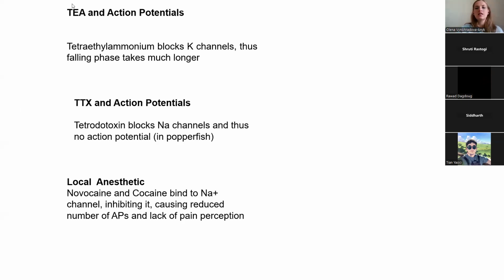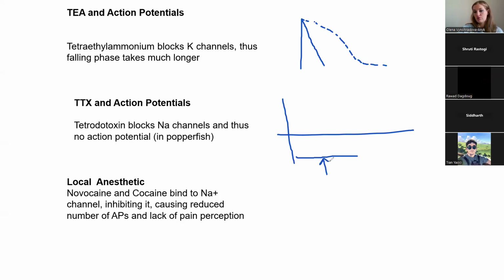Other types of blockers: tetraethylammonium blocks potassium channels. Because potassium channels are blocked, potassium-induced repolarization, the falling phase, is longer. Tetrodotoxin blocks sodium channels, and because sodium channels are blocked, we cannot induce any action potential, because sodium cannot move inside. Local anesthetics, like I told you before, Novocaine, cocaine, doesn't matter, bind to the sodium channels, inhibiting them, and cause a reduced number of action potentials and lack of pain perception. Local anesthesia also blocks sodium channels. If sodium channels are blocked, the action potential will not arise.